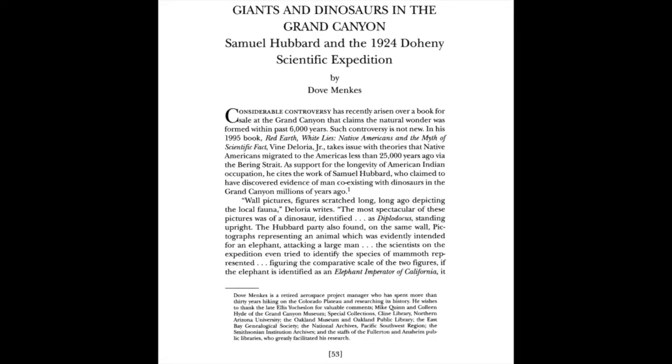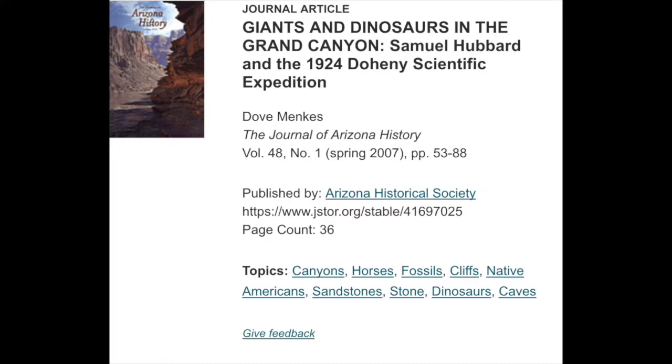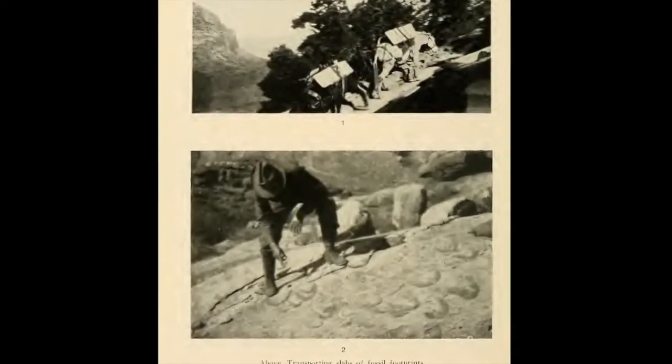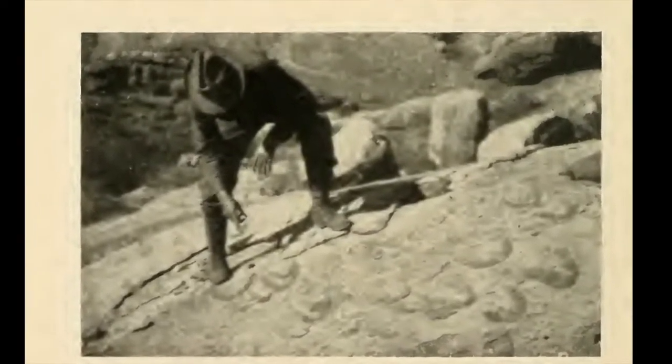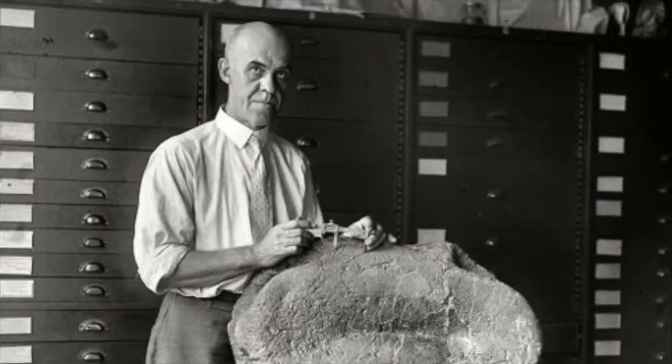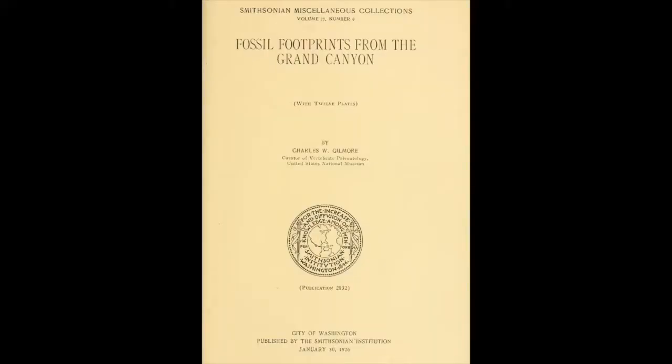This is completely ridiculous. In 1924, the Doheny Scientific Expedition ventured into the Havasu Canyon region of the Grand Canyon. The expedition report, penned by Samuel Hubbard, is a short but fascinating read. Now, this short expedition brought multiple enigmas to the attention of the scientific community. One discovery of fossil footprints was only briefly mentioned in the report, saying that Mr. Gilmore was at a loss to explain these carboniferous footprints. That Mr. Gilmore was Charles W. Gilmore, who gave more detail in the Smithsonian Miscellaneous Collections.